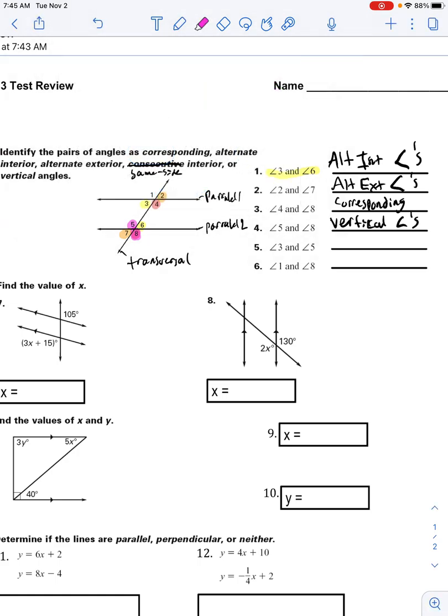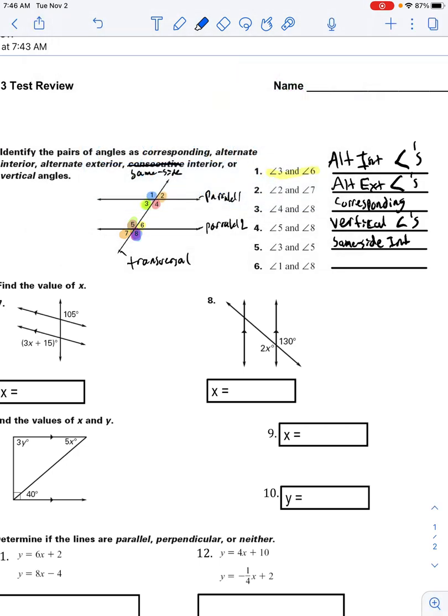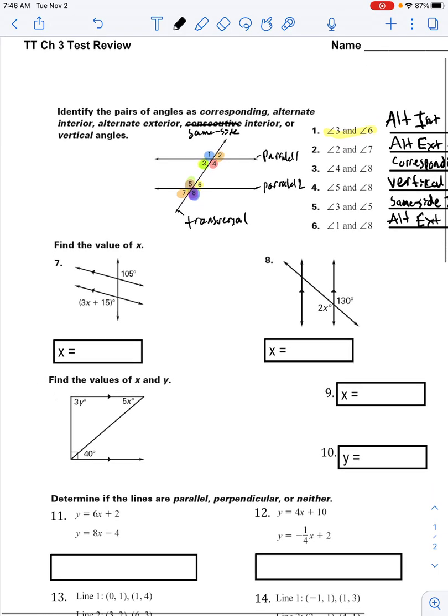Angle 3 and angle 5. Angle 3 and angle 5 are on the inside of my two lines, and they're on the same side of the transversal. So I'm going to say that these are same side interior. Again, that's the same thing as consecutive interior. So same side interior, consecutive interior. And my last example, I've got angle 1 and angle 8. Those are on the outside and on opposite sides of the transversal. So I'm going to have alternate exterior angles.